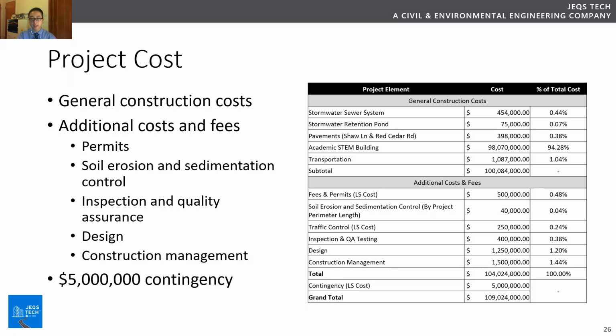The additional costs and fees of the project are pretty important for the construction phase, since there's additional cost for permits and the soil erosion and sedimentation cost, such as installing silt fence around the entire perimeter of the project. And then we have the inspection, design, and construction management costs all grouped together to ensure that all those are covered. We're looking at a total project cost of $104 million. We also added a $5 million contingency cost just in case we didn't account for all aspects of the project, coming in at a grand total of $109 million for the entire project.